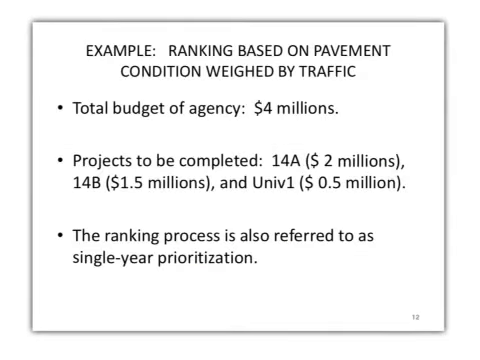If we use the same budget, now projects that need to be completed based on the $4 million, we're going to finish the first one now based on the new ranking, which is 14A, and that's going to consume $2 million, and then the 14B, and that's going to consume $1.5 million, and University 1 is going to consume $0.5 million. So now all of a sudden we need to fix 3 projects based on the traffic as well as the pavement condition rather than just 2 with the same amount of available funds. So from here again you can say that the ranking process is also referred to as a single year prioritization.